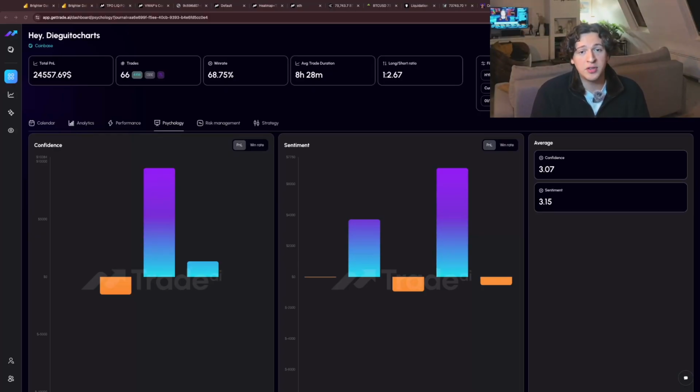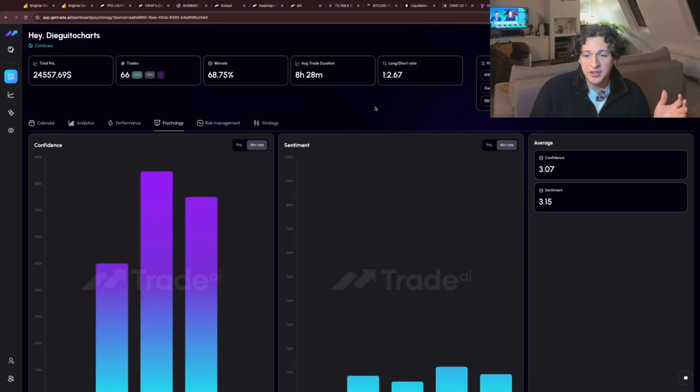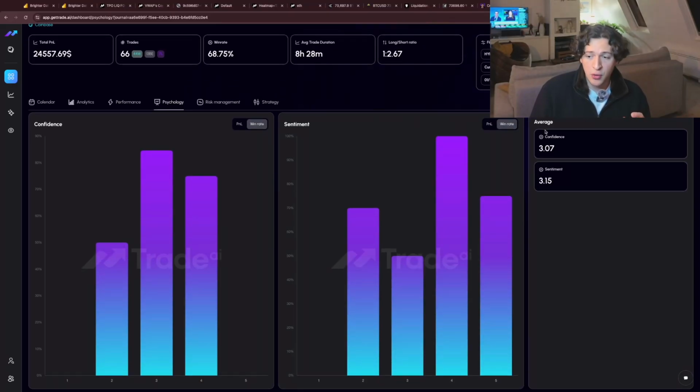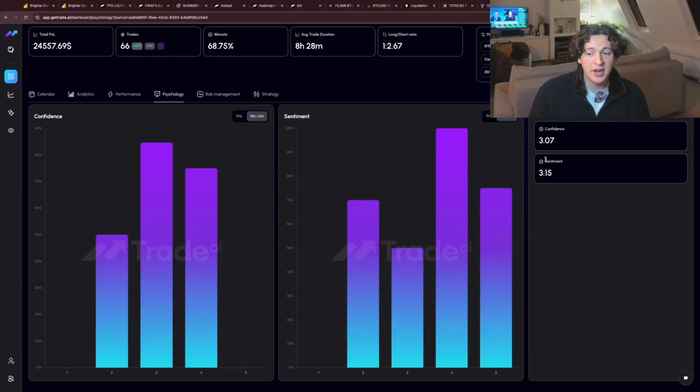And this will help you a lot to manage your risk management depending on how you feel when you take the trade. Same as all the statistics, you have the P&L data and you have the win rate data, so this can also help you a lot. And you also have the average confidence and the average sentiments.